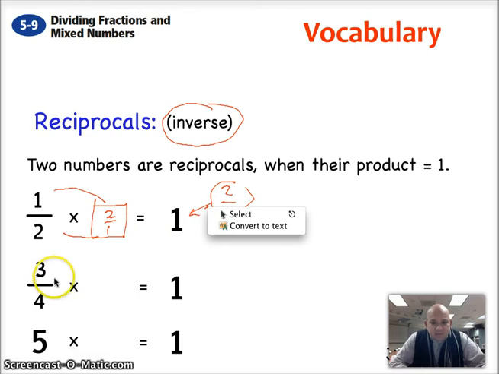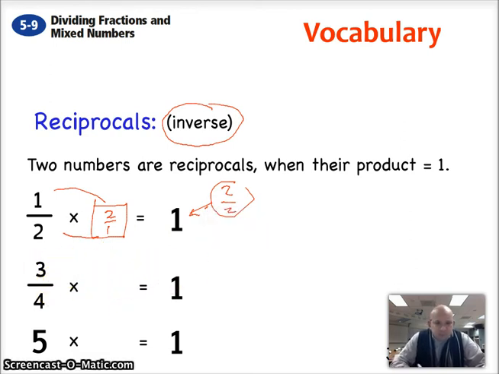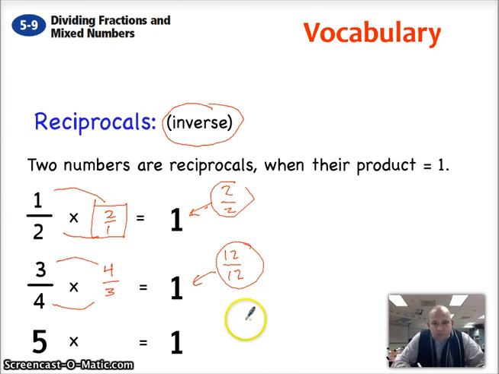Here we have the same thing. 3/4 times what equals 1? Well, if I go ahead and put the number 4/3 in there, I'll end up with 12 over 12, and that is equal to 1. So 3/4 and 4/3 are reciprocals, just like 1/2 and 2 are reciprocals.